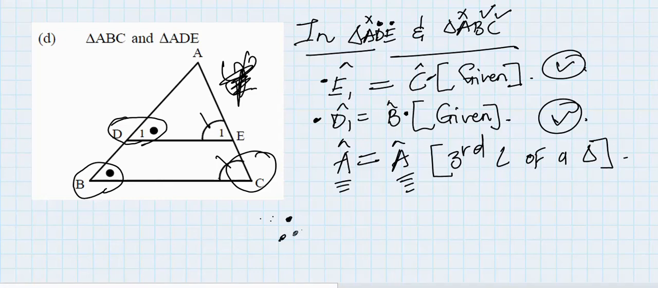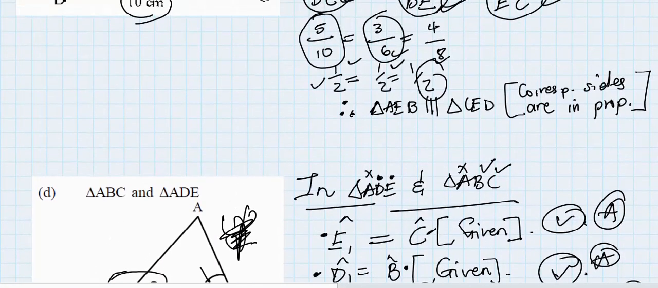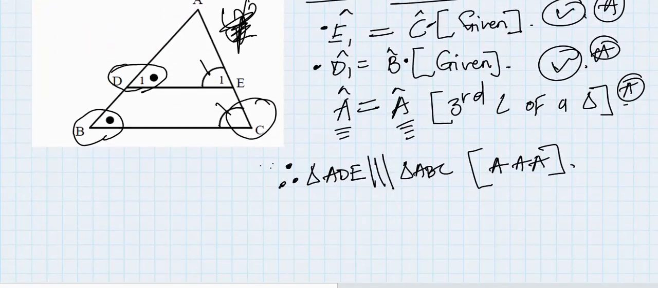Therefore, triangle ADE is similar to triangle ABC. What is the case for similarity there? We were able to prove this pair of angles, this pair of angles, and that pair of angles. So it's angle, angle, angle. That's the case of similarity that we have there. So that is all for similarity. We only have proportionality and angle, angle, angle.